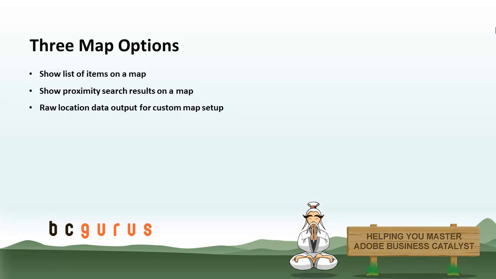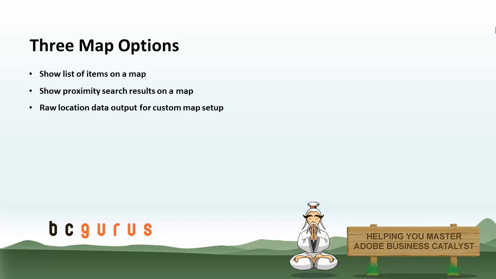So in the last video, we showed you how to output a list of items, and you can do that based on categories, things like that. You may optionally want to display those items and their locations on a map, and so you can integrate with Google Maps to do that.